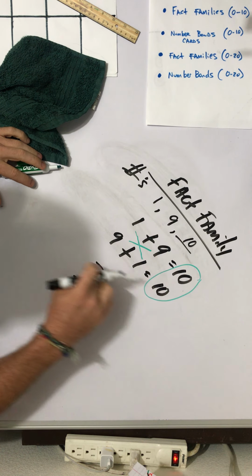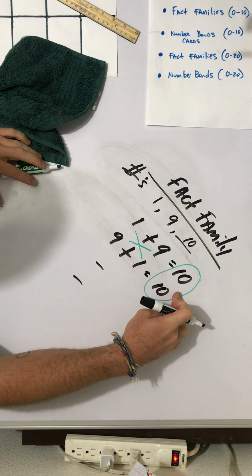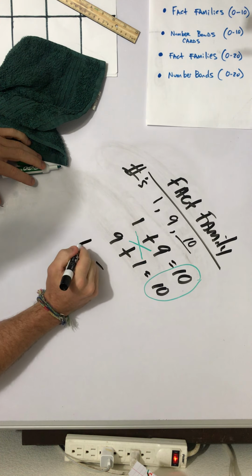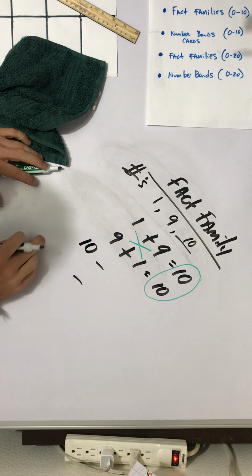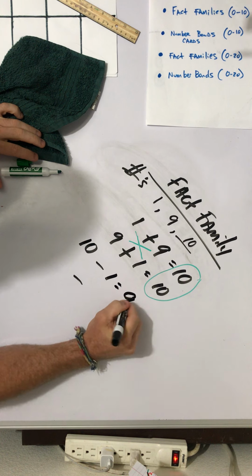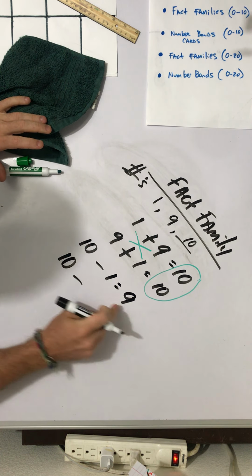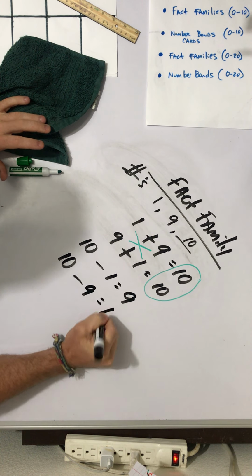Opposite of addition is subtraction. Opposite of right is left. So now the larger numbers are going to start on the left side. 10 minus, plug in 1 or 9. 10 minus 1 equals 9. And now the same numbers in the last final position, 10 minus 9 equals 1.